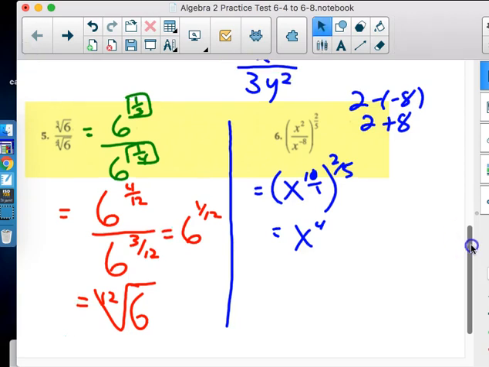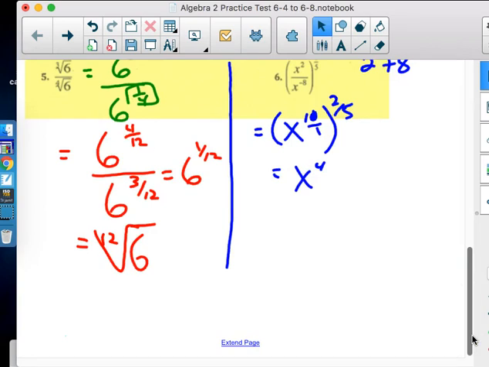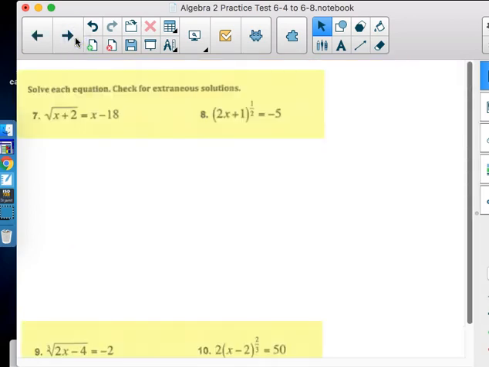So far, so good? Yeah, when you first looked at it, and I asked you guys if you remembered all that, you're like, no, I don't remember any of that, but it's coming back. It's coming. Ooh, solve each equation. Check for extraneous solutions. So, do you remember how?